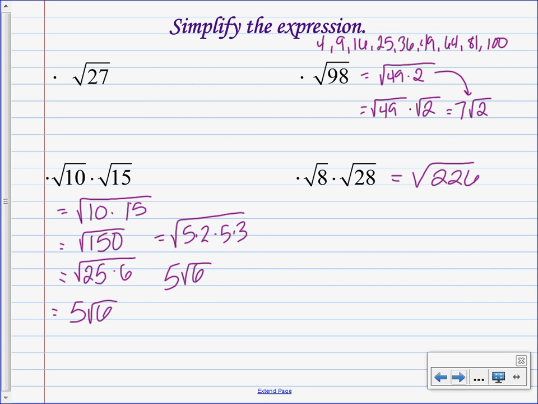Is that what it is? 24, sorry. 224. But then I have to do some division. I really don't like doing division. So I'm just going to start with my factors.